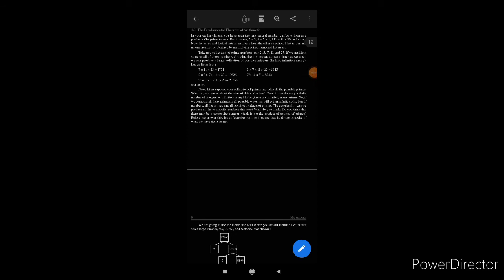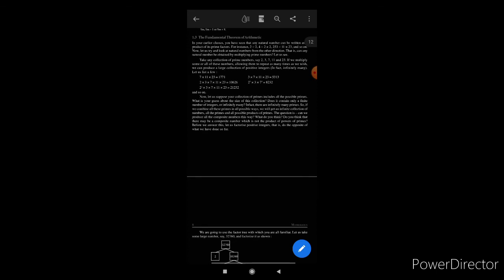Fundamental Theorem of Arithmetic. In your earlier classes, you have seen that any natural number can be written as a product of its prime factors. For instance, 2 is equal to 2, 4 is equal to 2 into 2, 253 is equal to 11 into 23, and so on. Let us try and look at natural numbers from the other direction. That is, can any natural number be obtained by multiplying prime numbers? Let us see.